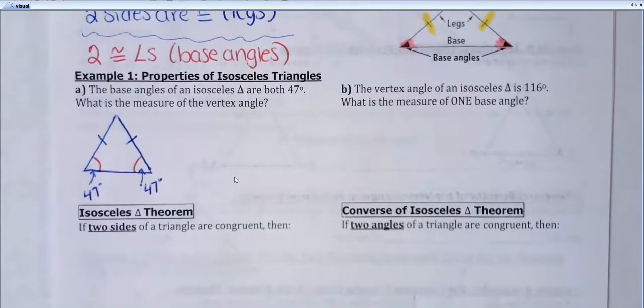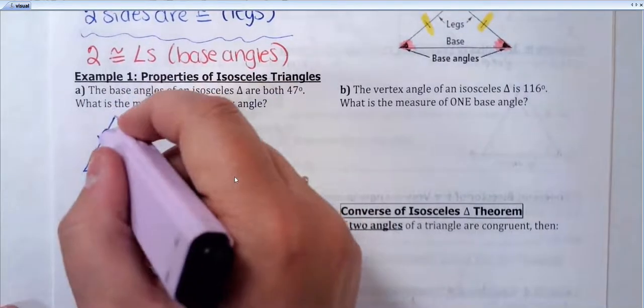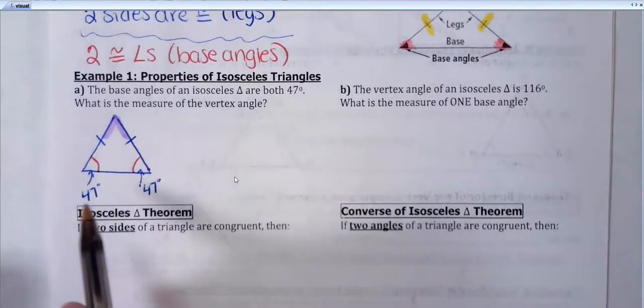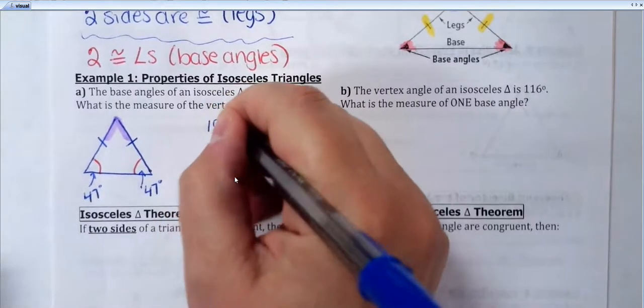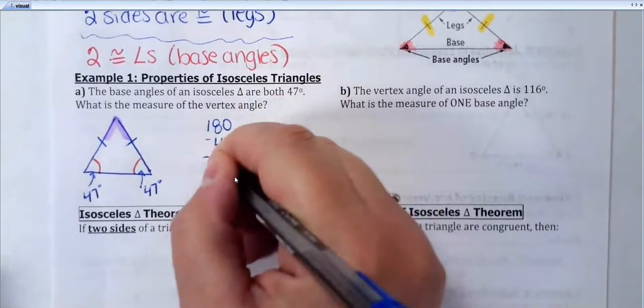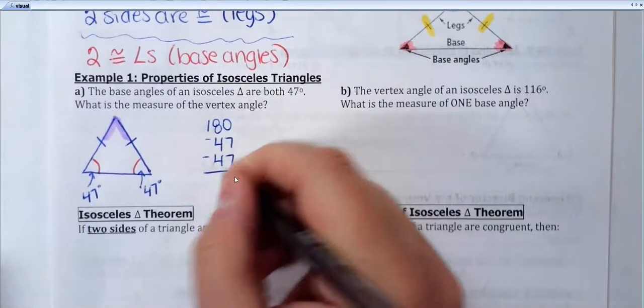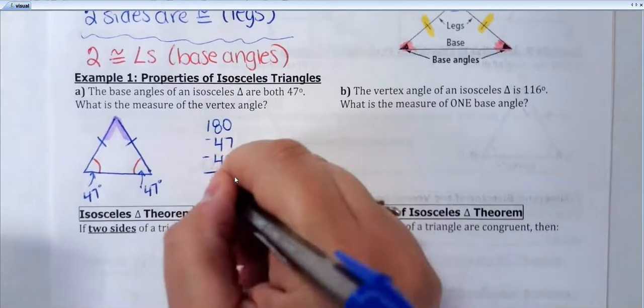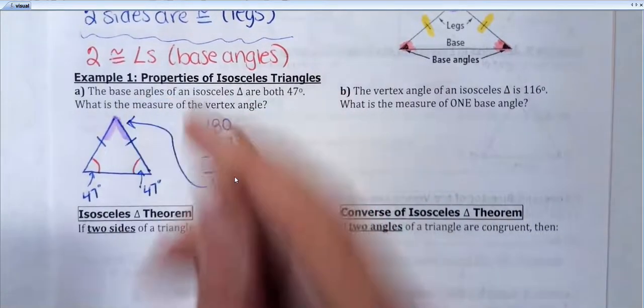How would you figure out the vertex angle? The vertex angle would be this angle in my little picture at the top. How would you figure out the measure of the vertex angle? Perfect. Just add these up and subtract from 180, or you could just do 180 minus both of those. Let's see, you got 86? Yep, 86 sounds good. So 86 would be the measure of my vertex angle.